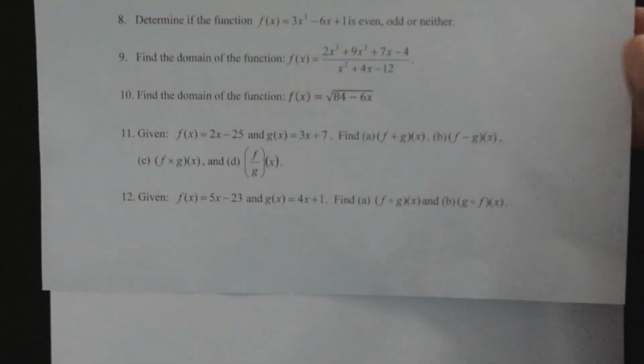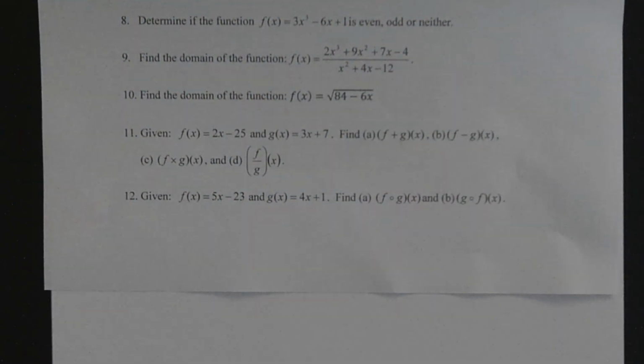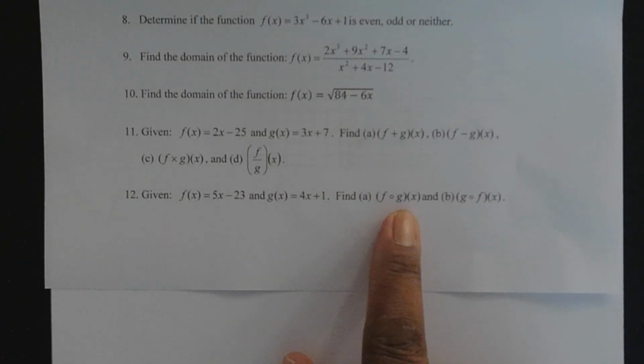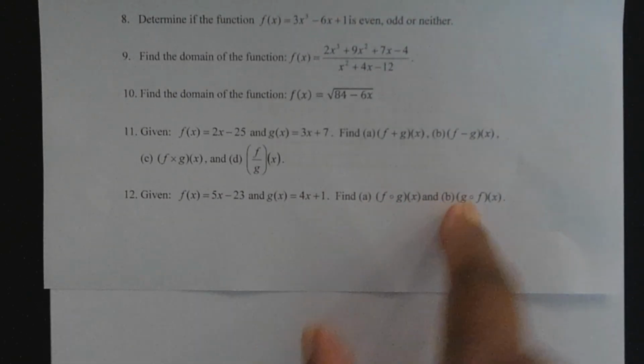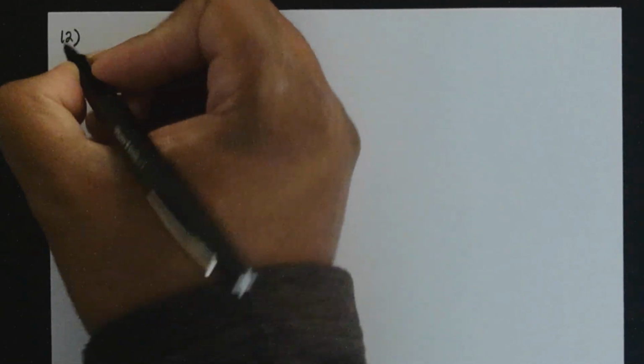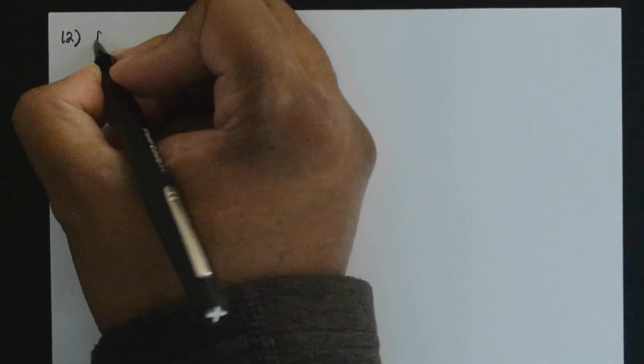Now on to number 12. Here's another one that I see students leave blank as well. The composition of the two functions f and g. We're given that f of x is equal to 5x minus 23 and g of x is equal to 4x plus 1. So in part A, you're going to find the composition of f with g of x and the composition of g with f of x.